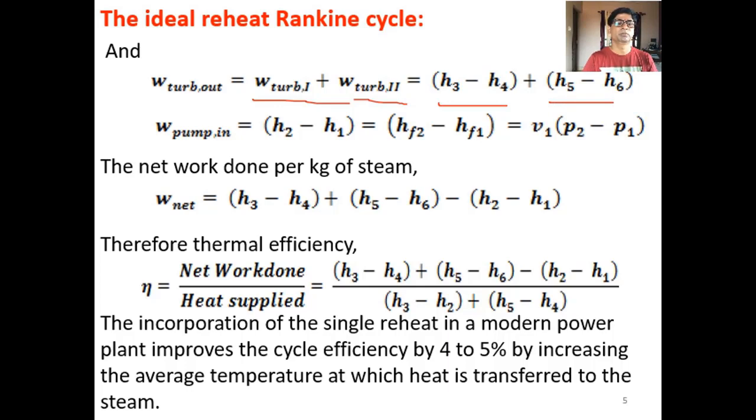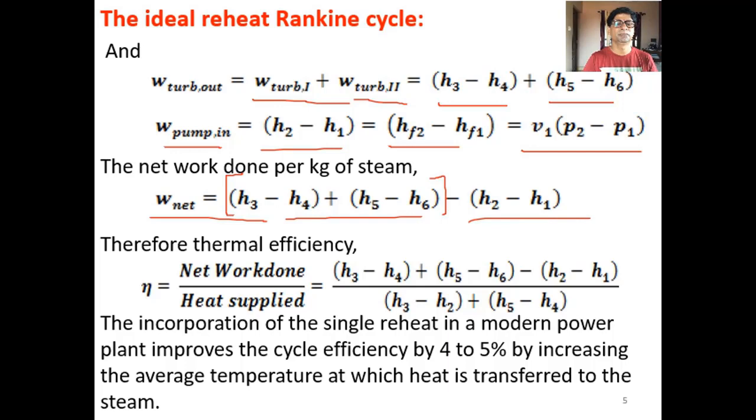Also the pump input is nothing but H2 minus H1 or HF2 minus HF1, which is also equal to V1 into P2 minus P1. So that's all of you know. The pump work is nothing but H2 minus H1, or in terms of pressure and specific volume, V1 into P2 minus P1. So net work done per kg of steam, W net, is nothing but W turbine minus W pump. So these two terms are the W turbine output, that is HP turbine and LP turbine, and this is nothing but the compressor, or sorry, pump work input.